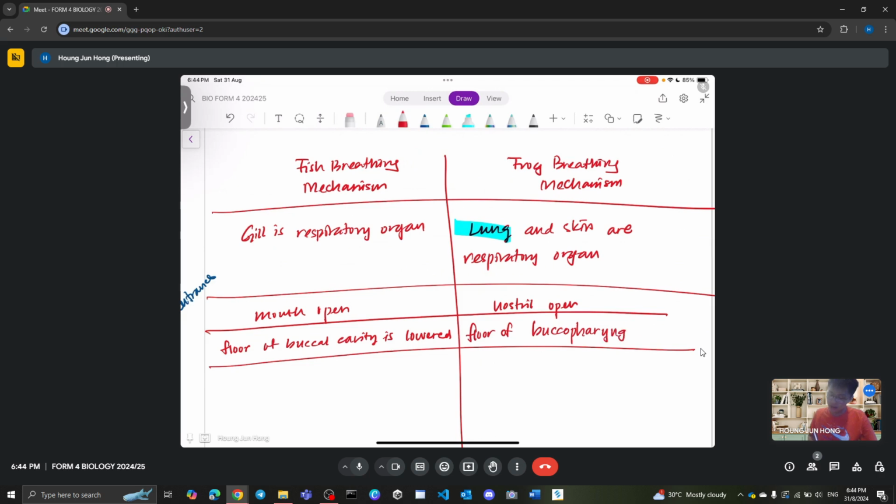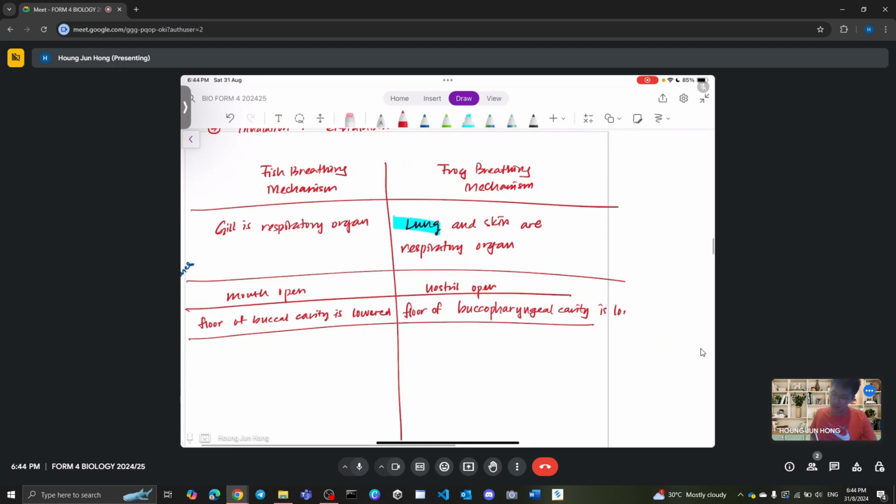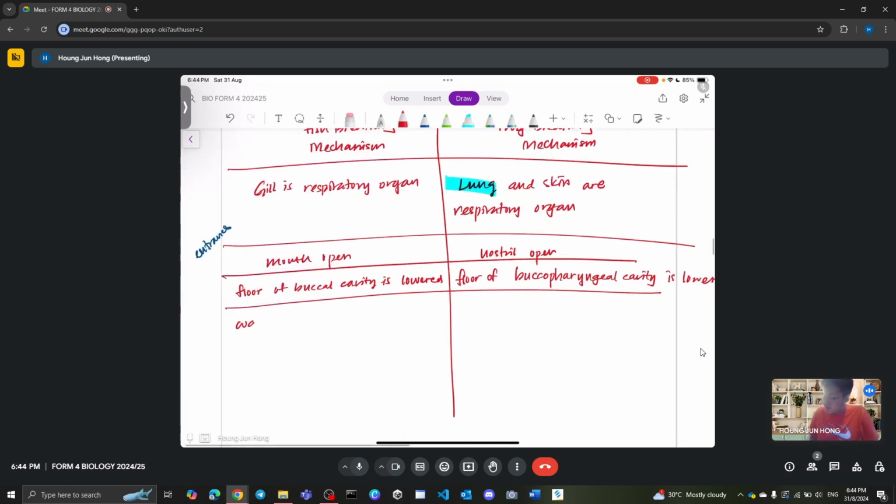Buccopharyngeal cavity is lower. Okay, moving on, then we talk about what enters. After VPA, the things enter. So basically the water enters in fish.